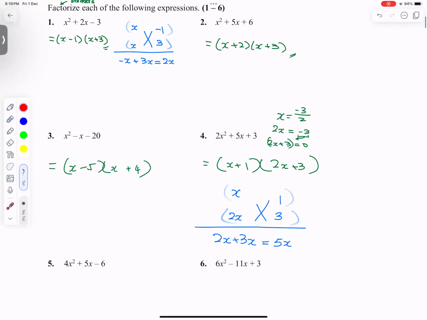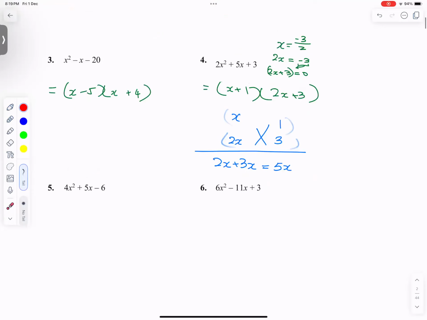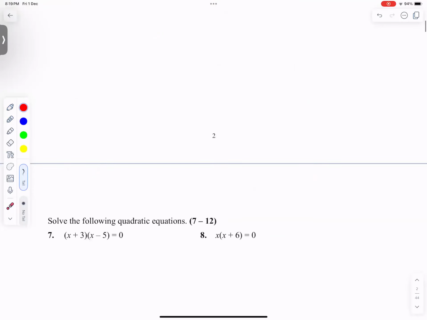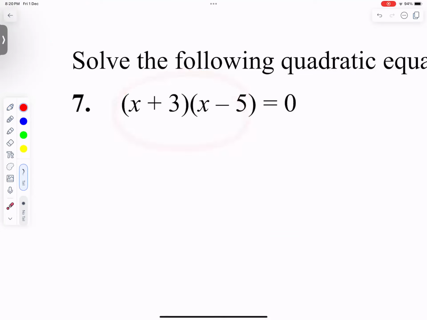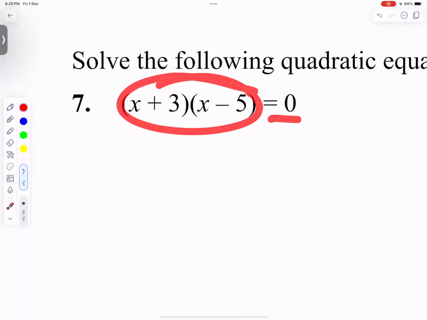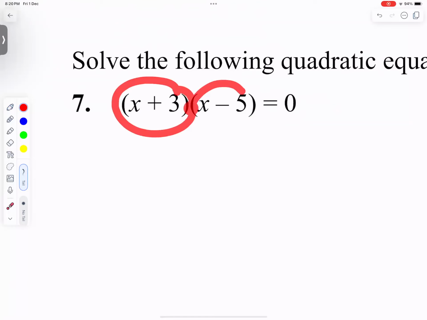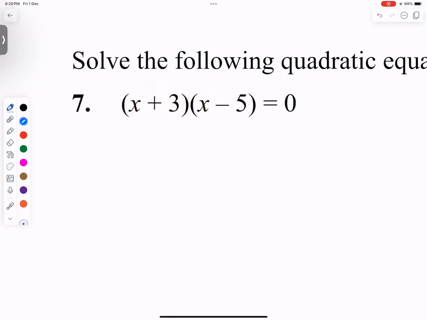The next two questions you can do on your own. We will do questions 7 to 10 first. We now need to solve. Solve means find the solution of the unknown. We already know this times this here, and then we need to make this whole expression 0. So again, you have to think what times what equals 0. Anything times 0 equals 0. So either of them has to equal 0. So we will write x plus 3 equals 0 or x minus 5 equals 0.